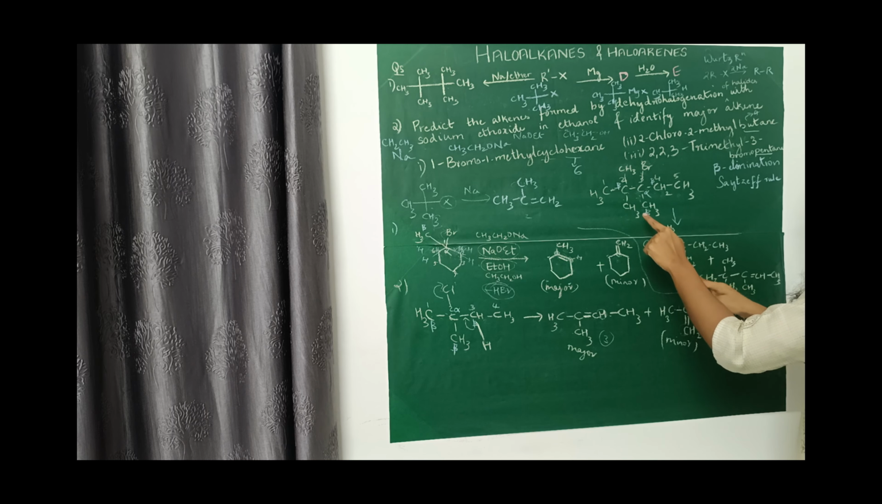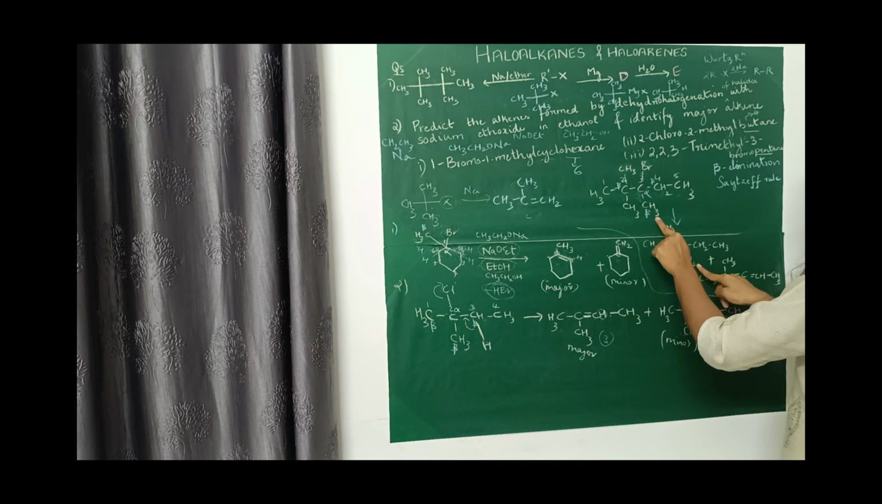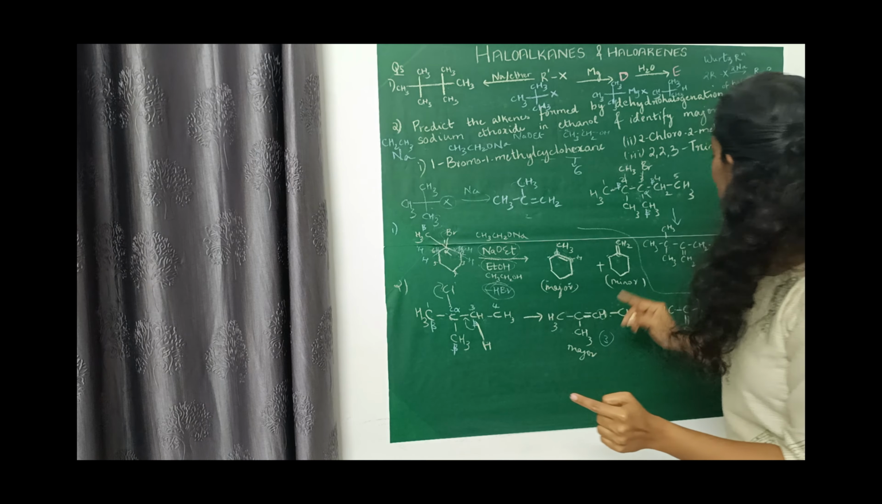Again, look at the other one: CH3, C, CH3, CH3, C. The bromide is gone, and here one hydrogen is gone, so you get a double bond. Then the rest you have two hydrogens, CH2, CH3. I hope this is clear.